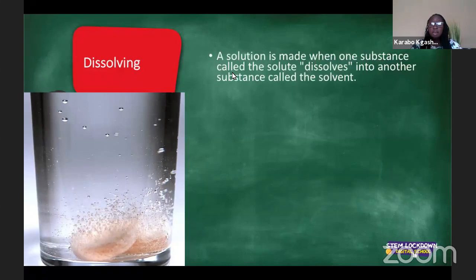All right, so let's get into dissolving. A solution is made when one substance called the solute dissolves into another substance called the solvent. Usually water is considered to be a solvent, and anything that we're trying to dissolve is called the solute. This could be sugar, this could be salt. Those are considered solutes, and water is the solvent.